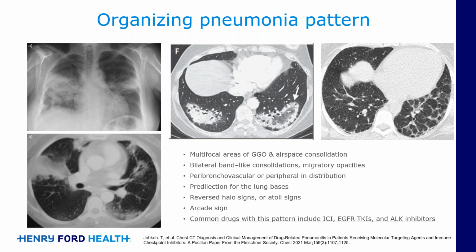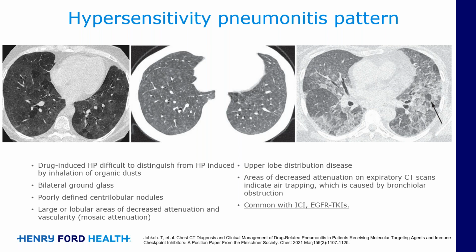You can have certain specific signs, the reverse halo sign, and also something called the arcade sign, which is here on the right. And drugs that can present with organizing pneumonia are all of the ones that are relevant to us, including immune checkpoint inhibitors and the EGFR tyrosine kinase inhibitors.